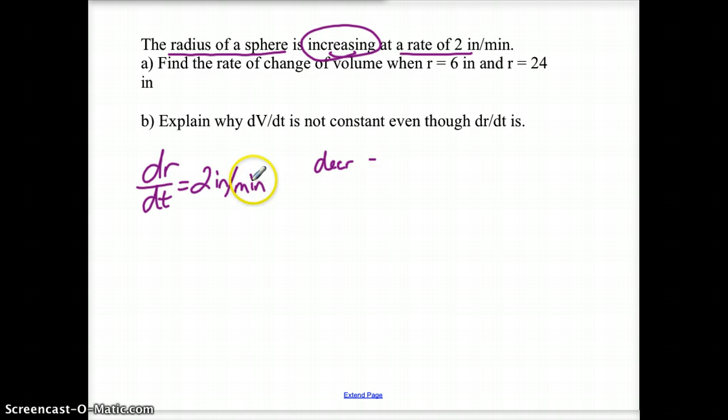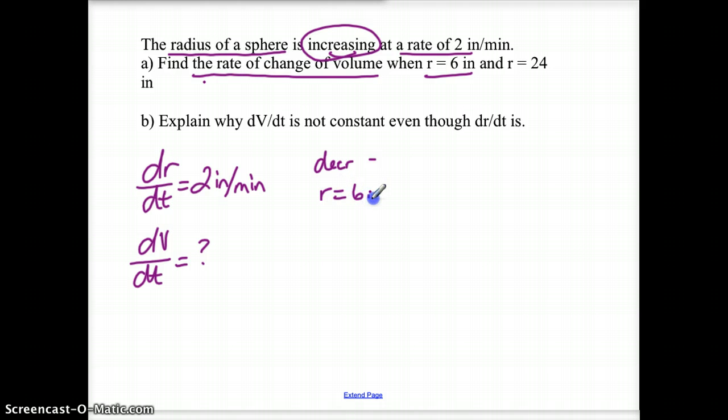But we find the rate of change of volume. So we're trying to find the rate of change of volume. Volume rate of change is dV/dt. That's what we're trying to find. They give us r equals 6, and another one, r equals 24. So we've got 2 answers to find.